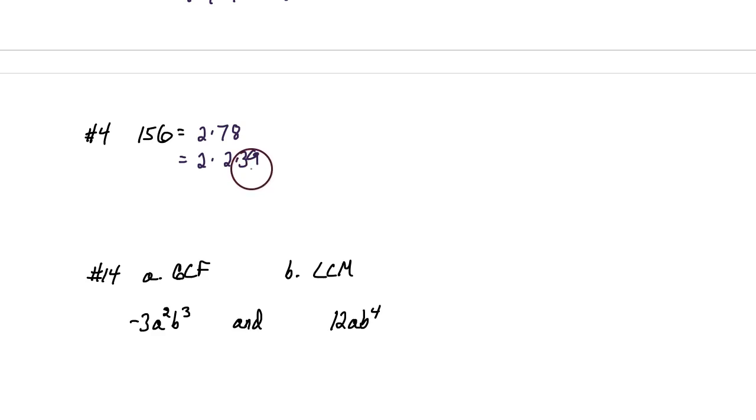Does 39 divide by any prime numbers? It divides by 3. So now we have 2 times 2 times 3 times 13. And 13 is a prime number, so we're done. Our answer is 2 squared times 3 times 13.